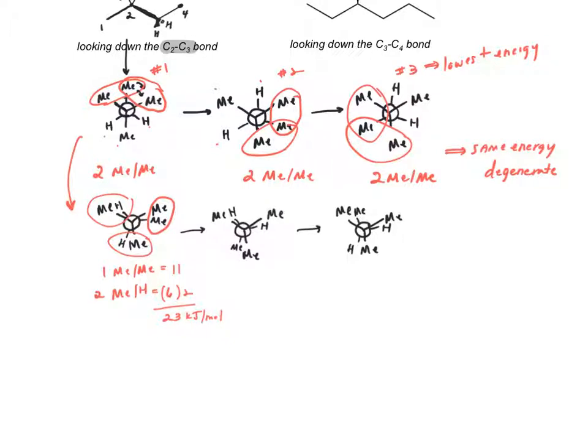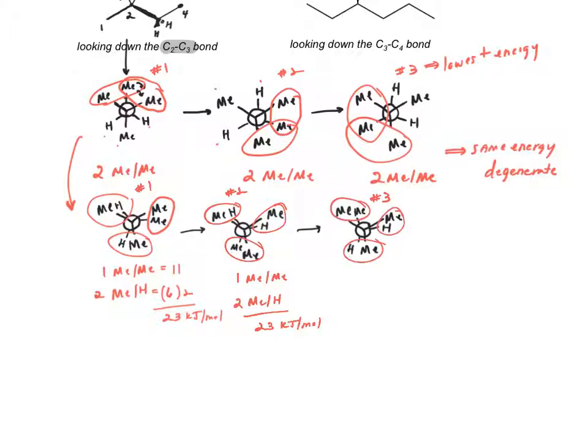So this will be conformation number 1. As we move to the next one, we'll find methyl hydrogen and methyl-methyl. Same thing: we get a methyl-methyl eclipse and 2 methyl hydrogen eclipses. So again, this is also 23 kilojoules, the same exact energy. And for number 3, again, we get a methyl-methyl and 2 methyl hydrogens. So we get 1 methyl-methyl and 2 methyl hydrogens, and again 23 kilojoules per mole of energy.